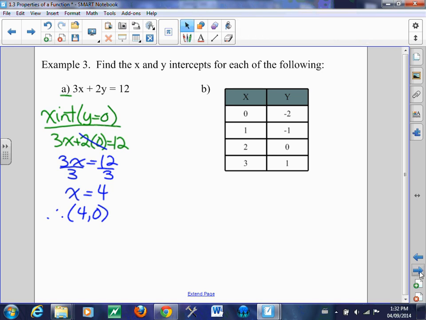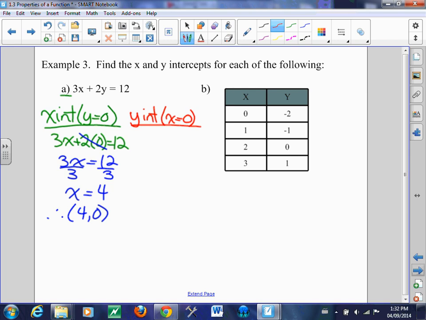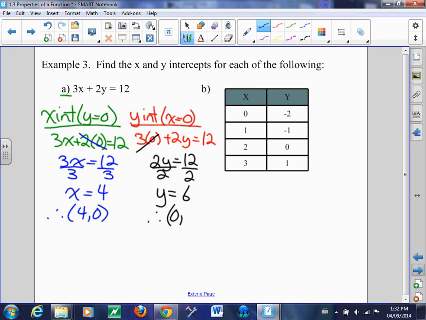Let's try the other one. Let's try the y-intercept. To do the y-intercept, you're going to let x equal 0. So wherever we see an x, we put a 0. So 3 times 0 plus 2y equals 12. And again, folks, 0 times anything is 0. So we're left with 2y equals 12. To isolate y, divide both sides by the numerical coefficient, which in this case is 2, and we end up with y equals 6. And our ordered pair, be careful when you say this one: for any y-intercept, the x has to be 0, and 6 is for y. So that's A done.